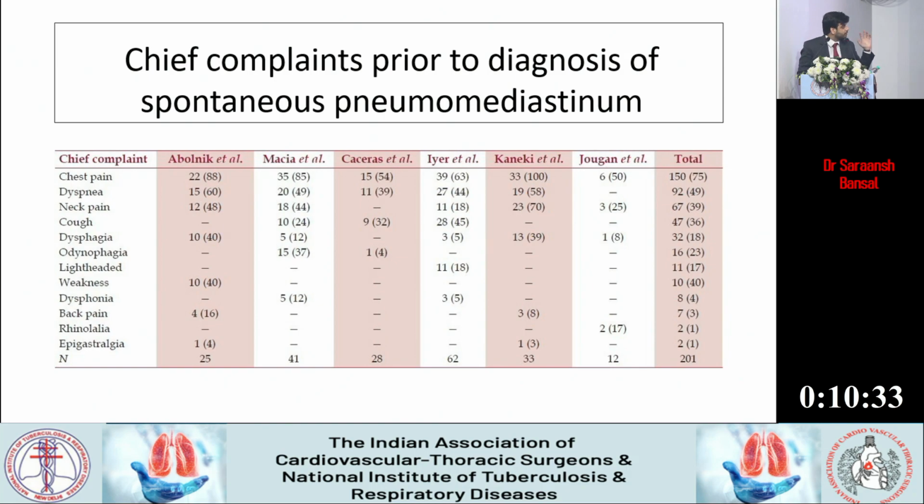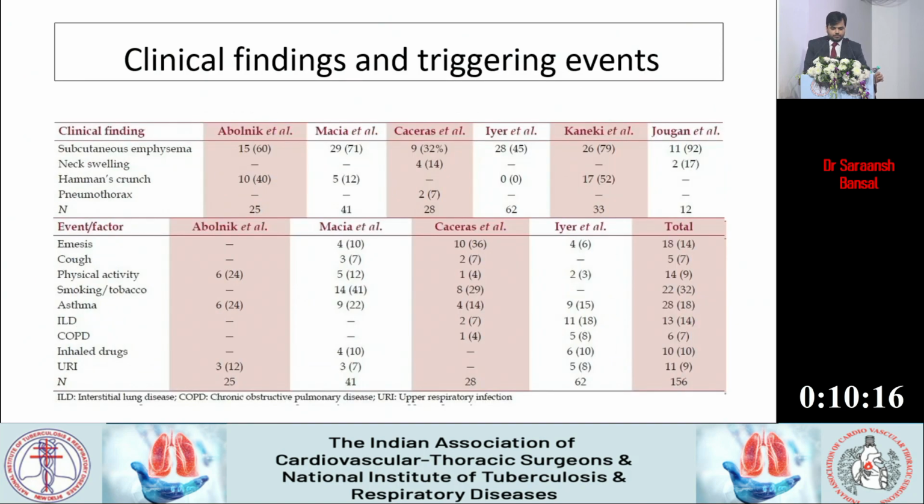If you look into the literature, chest pain has been reported to be the most common symptom in people who have developed pneumomediastinum, followed by dyspnea or neck pain, cough, or even dysphagia. The clinical findings noted in our clinics are subcutaneous emphysema being the most common, followed by neck swelling or a Hammond's crunch.